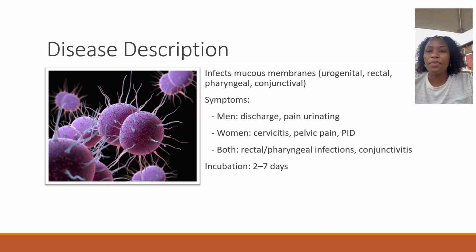Women may develop cervicitis, pelvic pain, and abnormal bleeding. Untreated infections may progress to pelvic inflammatory disease, which can cause infertility. Both men and women can also develop rectal and throat infections depending on exposure. Newborns can acquire an infection during childbirth, which may lead to blindness if untreated.